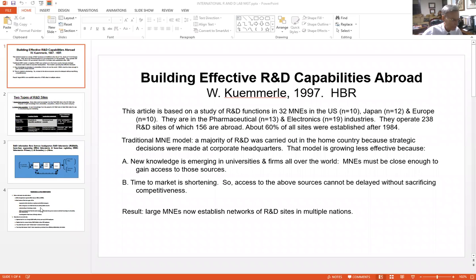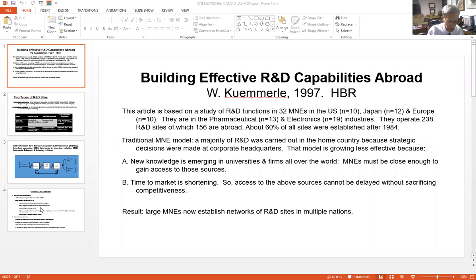Chapter 13 talked about research and development. This happens to be a series of 4 slides that I used at another course that was conducted at a little higher level in international strategy.